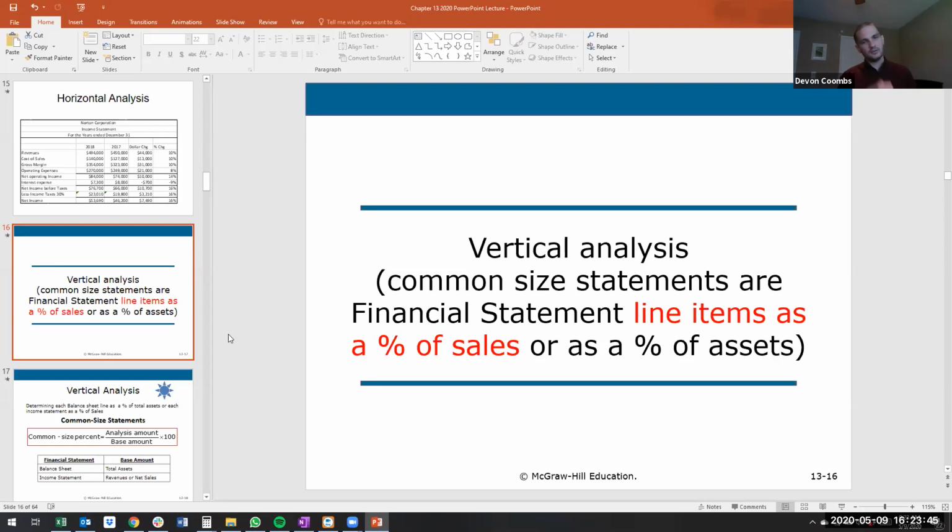So vertical analysis, we're just taking the financial statement line items and comparing them to large groups, normally percentage of sales or percentage of assets. And so what are some normal comparisons, right? So I might want to compare my marketing expense to sales. I might want to compare my profitability to my sales. Or for my assets, I might want to compare my liabilities to my assets, right? See if I have enough assets to cover my liabilities.